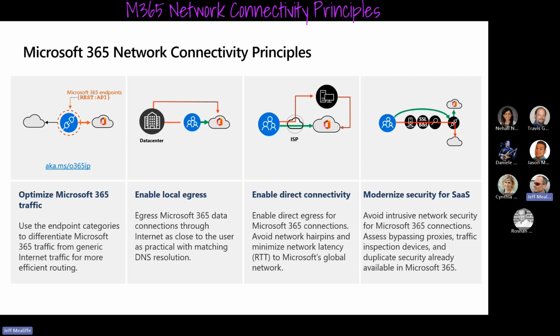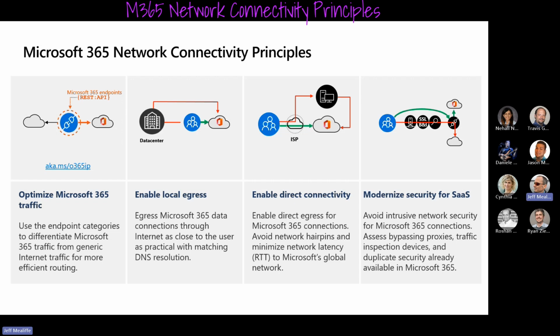Enable local egress. This is about ensuring that there is a path out of the local branch, essentially, to get that optimize and ideally the allow traffic out to the internet as cleanly and quickly as possible, so it can peer with Microsoft in one of those many hundreds of peering locations that we have around the globe, and have that traffic handled as optimally as possible with the least amount of latency possible. And it's important to understand that requires matching DNS resolution as well, and that's for our traffic management algorithms, so that we can correctly identify where that traffic is coming from and handle it in the closest possible location.